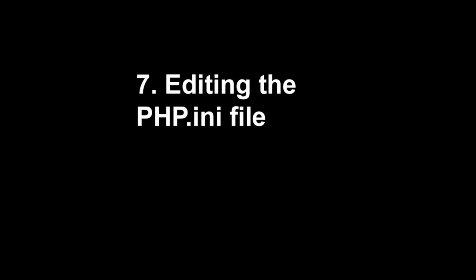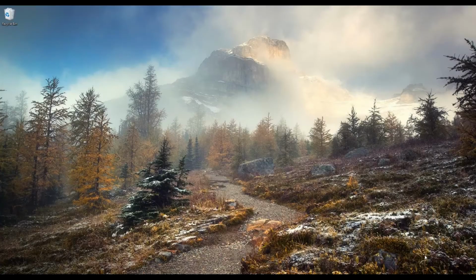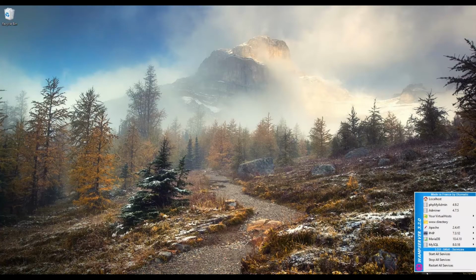Editing the phpIni file. The first thing we want to do now that we have WampServer on and running is we want to go ahead and make an edit to the phpIni file. So, go back to your taskbar in the bottom right-hand corner of your computer. Look for the WampServer icon. Click it. Hover your mouse over PHP and then choose phpIni in the submenu that appears.